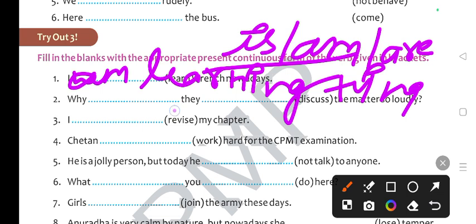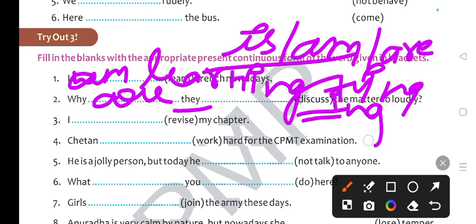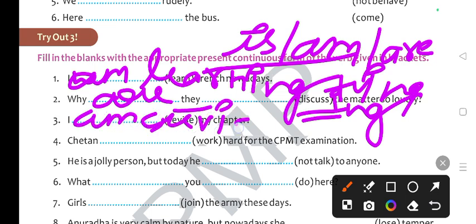Second, with they we will use here are. Why are they? We will put here discuss, add ing, then it will change into discussing. So why are they discussing the matter so loudly? Next, I am, and we will put ing in revise. So it would be like I am revising my chapter.